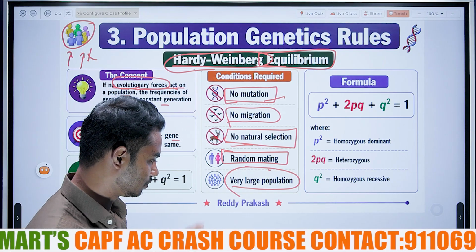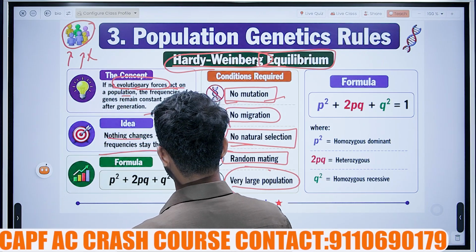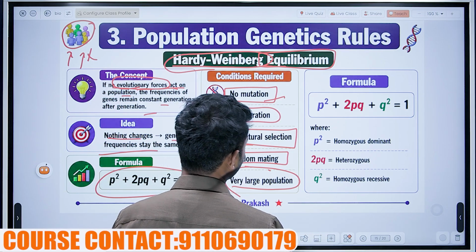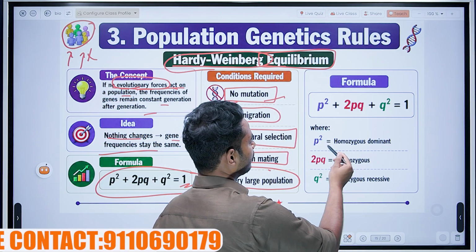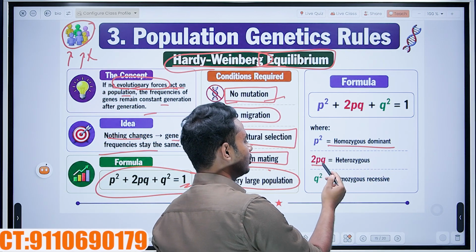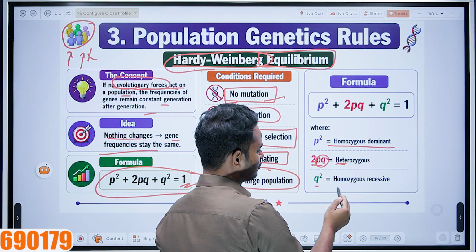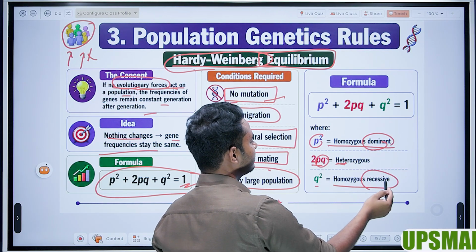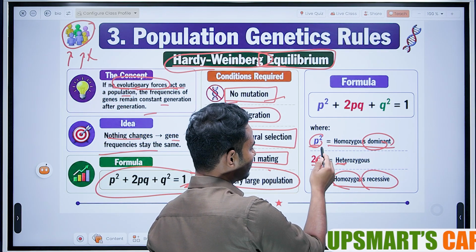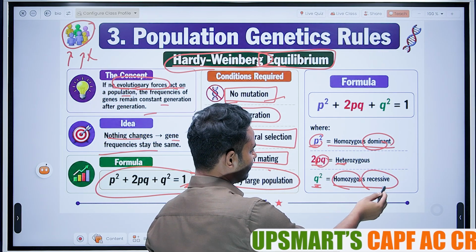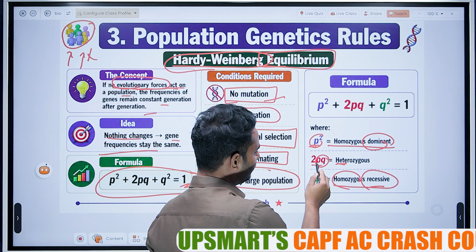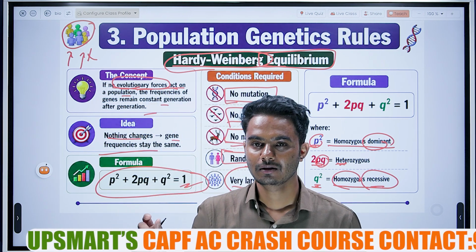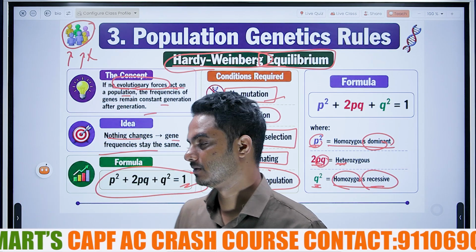It can be an application based question. Be ready for this. The formula is p square plus 2pq plus q square. Remember, this is not much important. What is p square? Homozygous dominant. 2pq is heterozygous. q square is homozygous recessive. P is dominant, q is recessive. Homo means same: same p, same p; same q, same q. PQ is heterozygous. Easy, not a very important formula. Just remember the formula like that, that is enough.